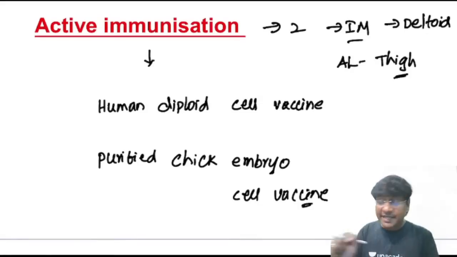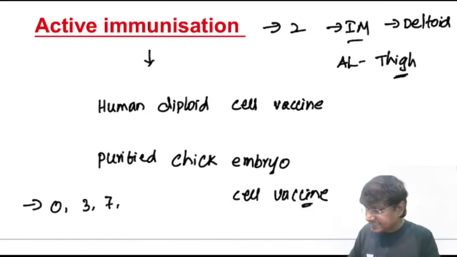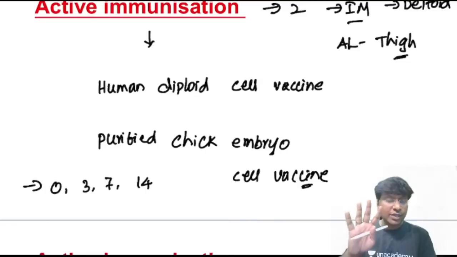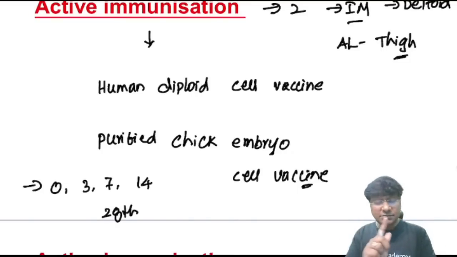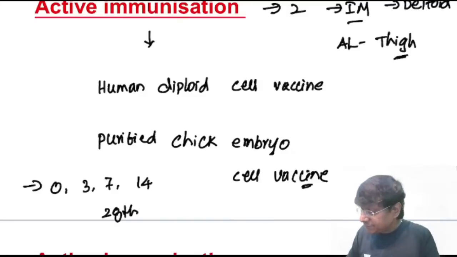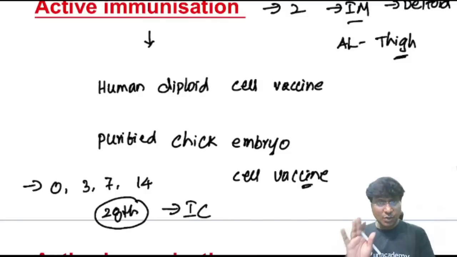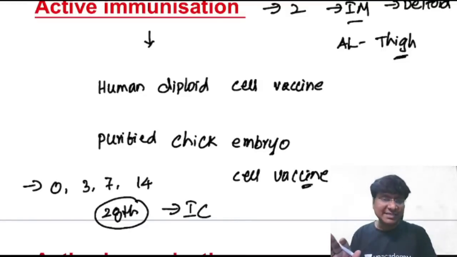Now, how many times do you have to give this vaccine? What is the schedule? The schedule of the vaccine is on day 0, then 3, then 7, then 14. So you have to give a total of 4 doses. And what about the 5th dose on the 28th day? This 5th dose is no longer recommended. It should be given only if the patient is immunocompromised. Only in them do we give this 5th dose of the rabies vaccine, active immunization. So this completes the discussion of your rabies story.